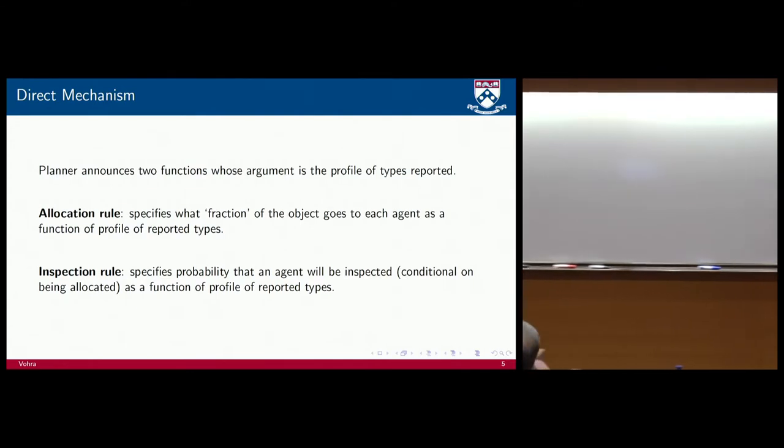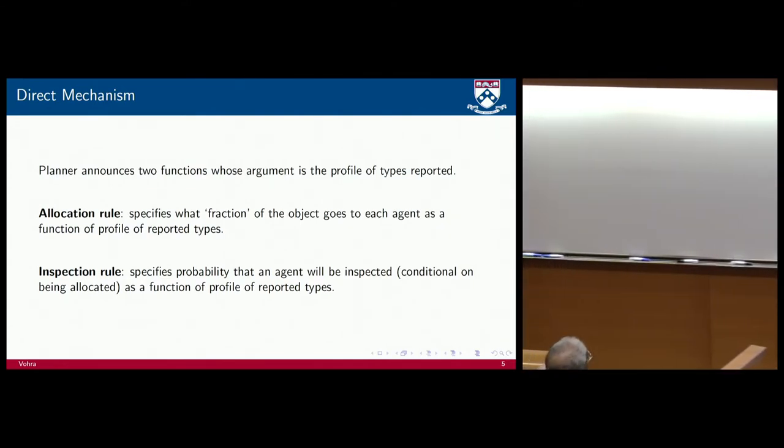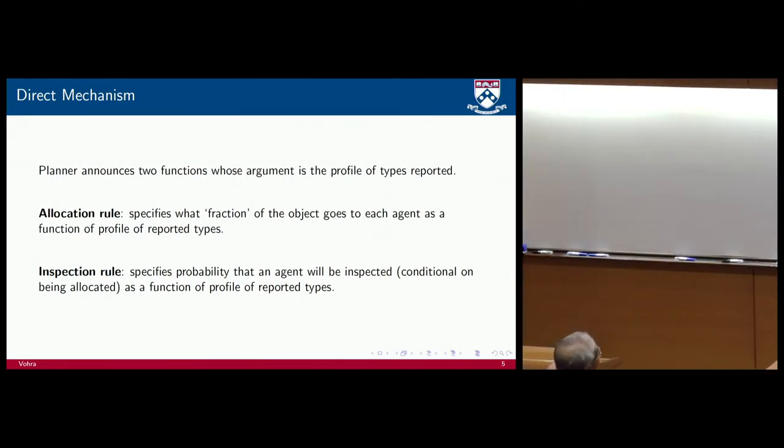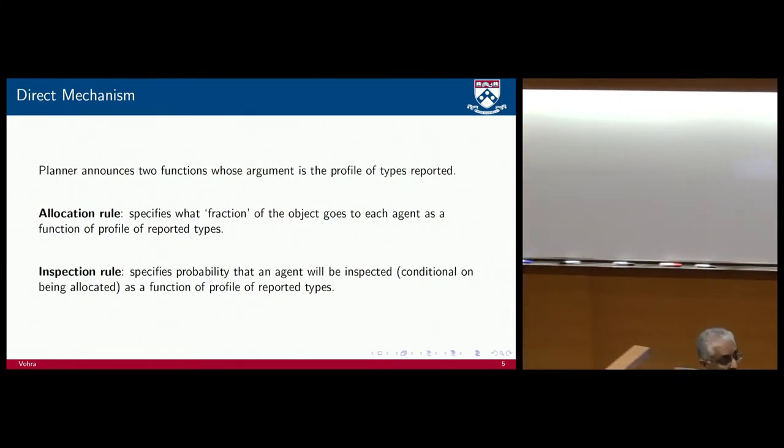So what do I do? I announce two functions. One is my allocation rule, which specifies what fraction of the object goes to each agent as a function of the profile of reported types. Fraction can be interpreted as probability if the good is indivisible. Right? And I have to specify an inspection rule as well, which is the probability that an agent will be inspected conditional on being allocated as a function of the profile of reported types. Okay? So those are my two sets of variables.